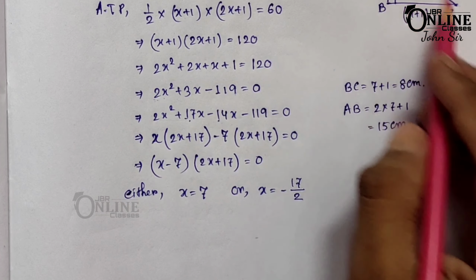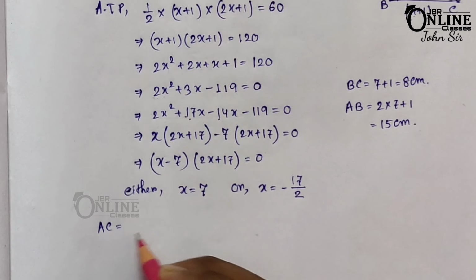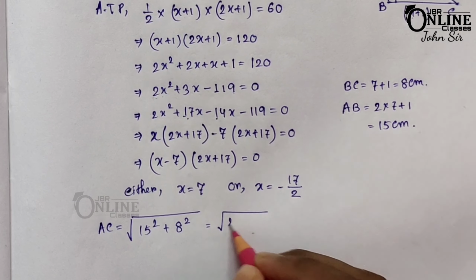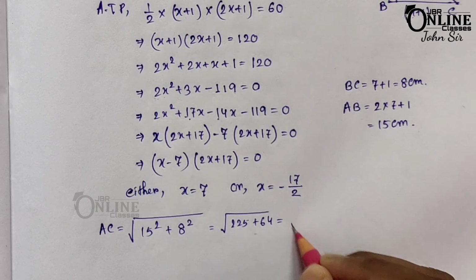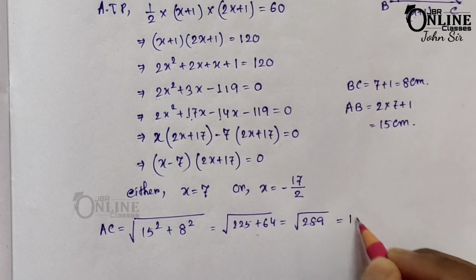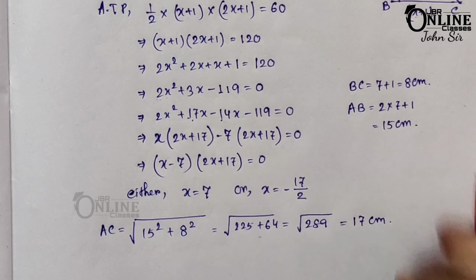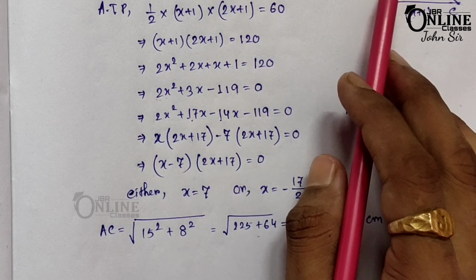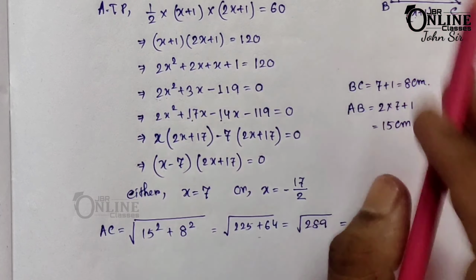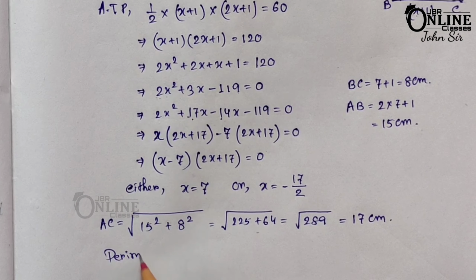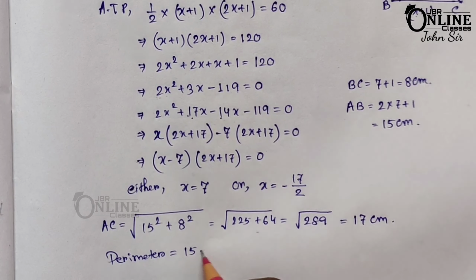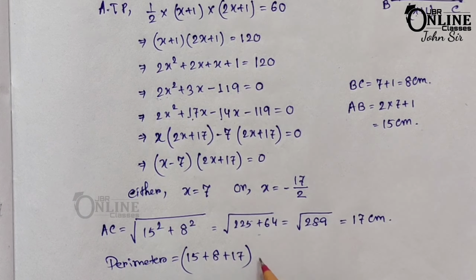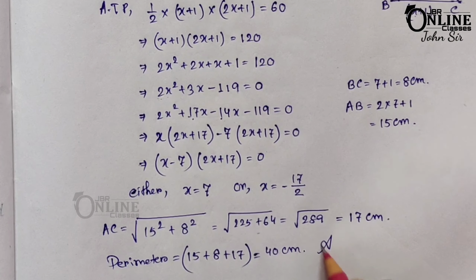Okay, so now you can easily find out the value of AC. So AC equals root over 15 square plus 8 square. Okay, so that means 225 plus 64 and that equals 289. So that means 17. So 17 centimeter is the hypotenuse. Now you have to find out the perimeter. Perimeter means the addition of height, base and the third side, I mean hypotenuse. So perimeter equals 15 plus 8 plus 17. Okay, so 40 centimeter is your answer.